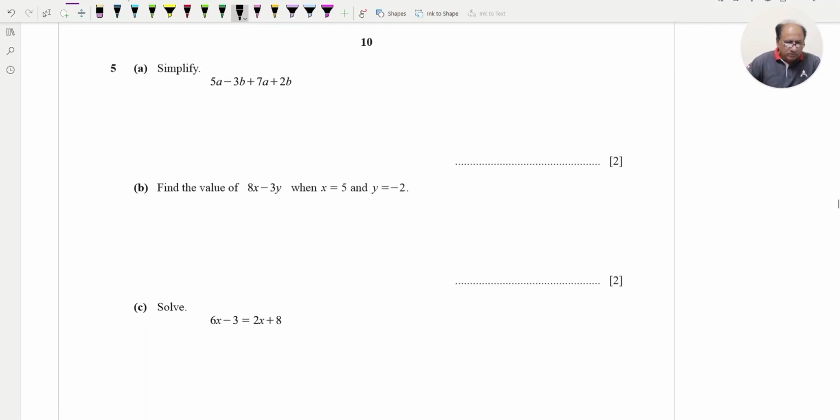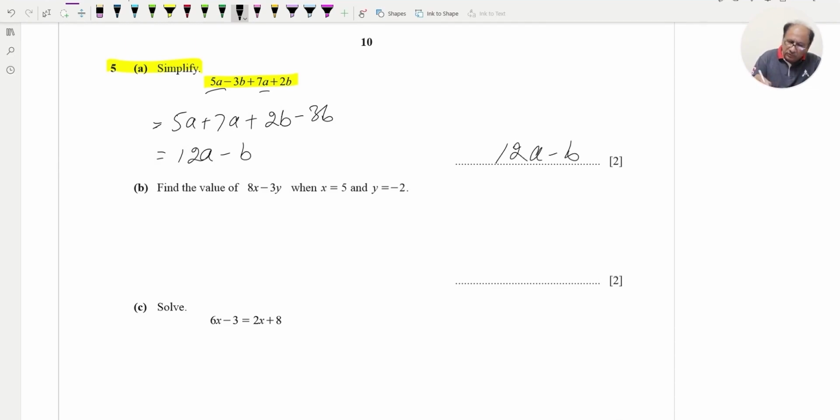Could you understand this? Now question number 5 says we need to simplify this algebraic expression, adding the like terms. A and A will be added, so we can rearrange 5a plus 7a and plus 2b minus 3b, so we can rewrite it as 12a minus b. So 12a minus b will be the answer for 2 marks.